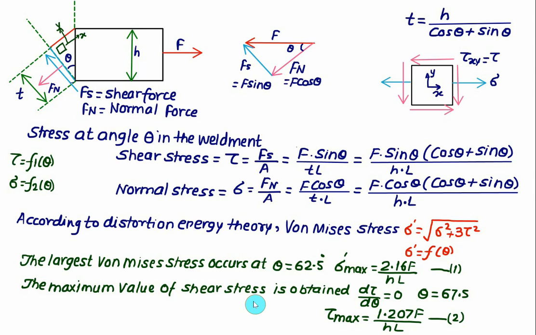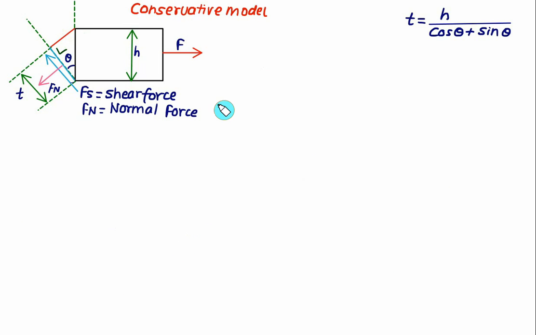This time we'll discuss the conservative model, and using the conservative model we'll show that the maximum value of the normal stress developed by the conservative model will be higher as compared to what we obtained using the mathematical model of a normal stress as well as the shear stress. Now this time we are working with the conservative model.